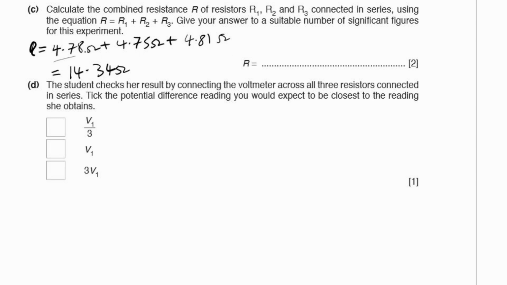And looking at these, they have all got three significant figures. So I'm just going to use this answer to three significant figures. Over here, 14.3 ohms. There we go, remember your unit again. D.